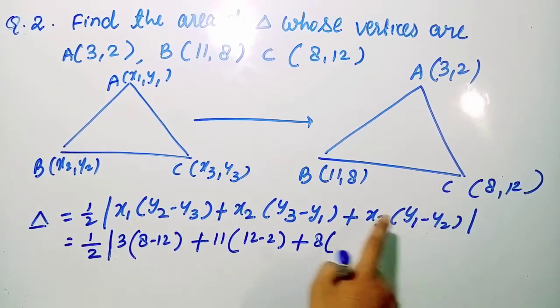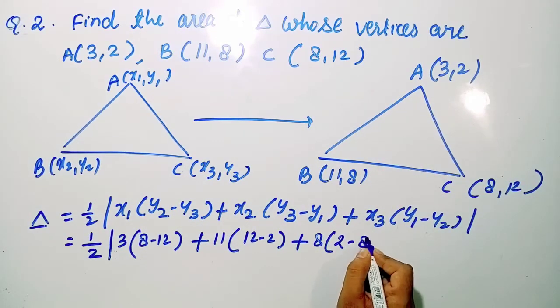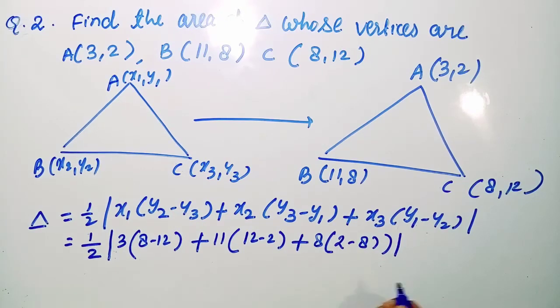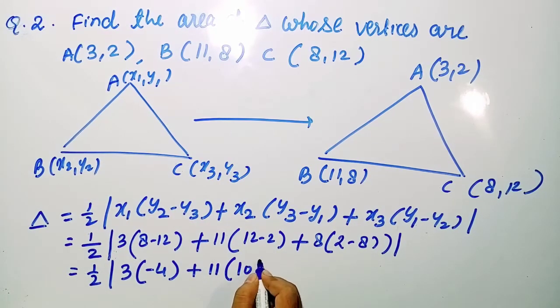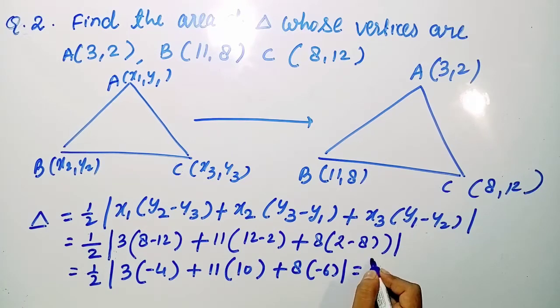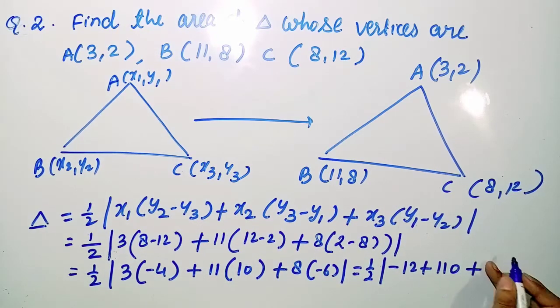So y1 minus y2, y1 is 2 and y2 is 8, so 2 minus 8. Okay, so simplifying these things, we are getting 1 by 2 modulus 3 into (8 minus 12) minus 4 into (plus 11, 12 minus 2, 10) plus 8 into (2 minus 8, minus 6) is equal to 1 by 2. There will be minus 12 plus 110 minus 48, because 8 times 6 is minus 48, right students?